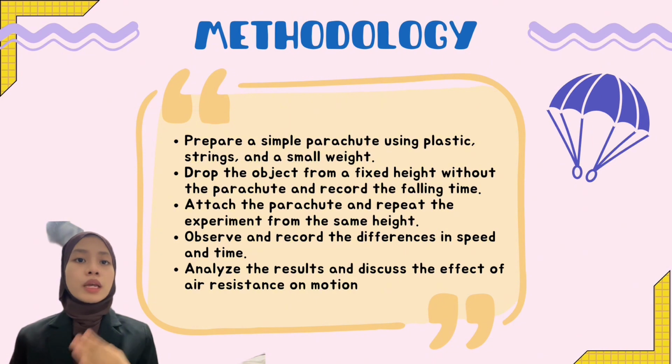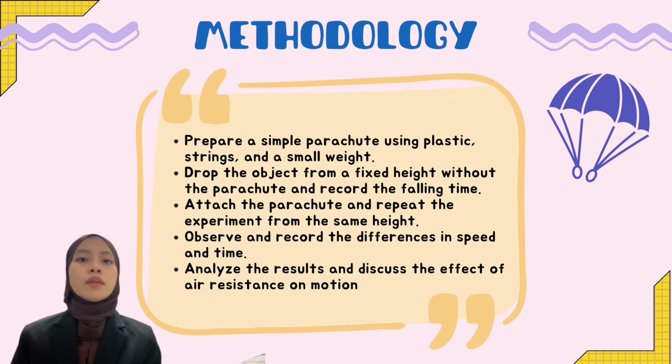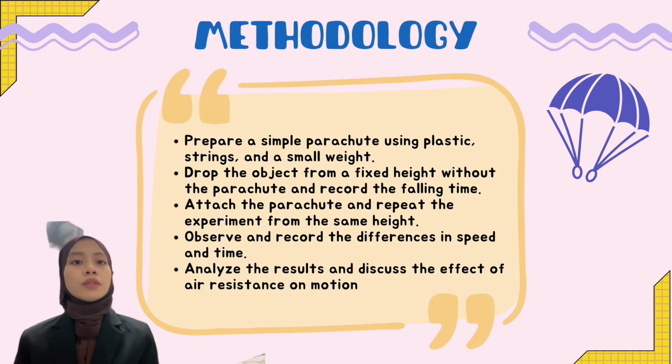Next, we move to how we can conduct the experiment. The first one is we can prepare a simple parachute using plastic, strings and a small weight, and then we can drop the object without the parachute and record the falling time. Next, we can also drop the same object with the parachute from the same height. Next, we can observe and compare the difference in falling speed and time. Finally, we analyze the results to understand the effects of air resistance.